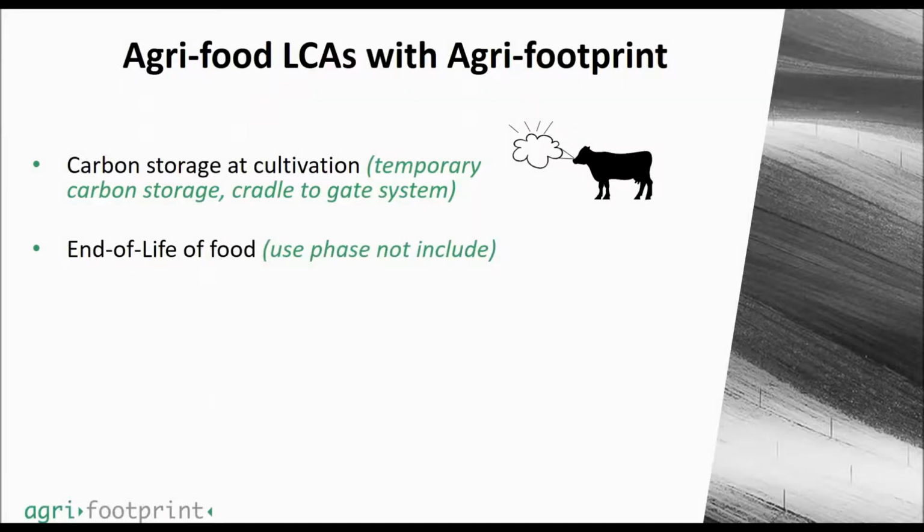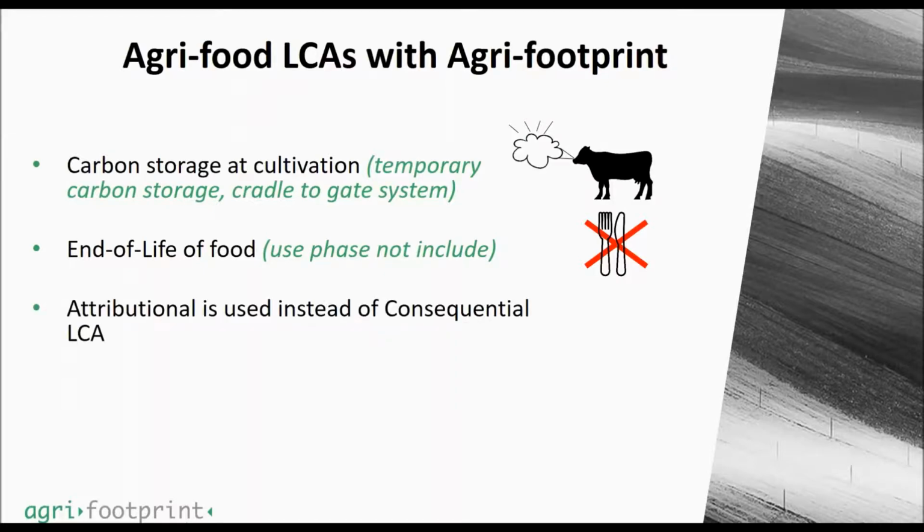And another topic is that in Agri-footprint we are not modeling the end of life of food. This is also a question we receive frequently. Agri-footprint doesn't include processed foods, so our database mainly consists of commodities and some intermediate products from processing. So end of life, like the use phase or the waste treatment, is not within the scope of Agri-footprint.